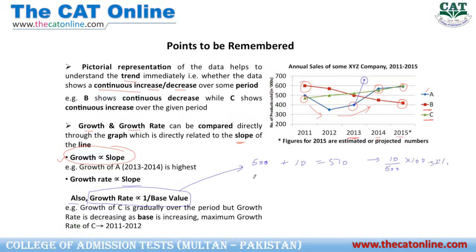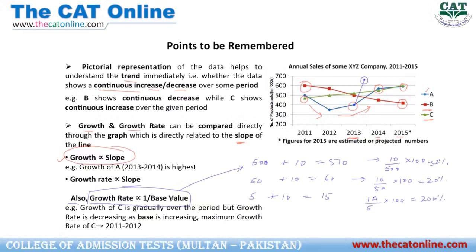Now let's take a figure 50 and then I add 10 to it, so this makes it 60. Now what is the growth rate? It is 10 divided by 50 into 100, which is a 20% increase. Now let's take the number as 5, and now I add 10, so this makes it 15, and the growth rate becomes 10 divided by 5 into 100, and this makes the growth rate 200%.